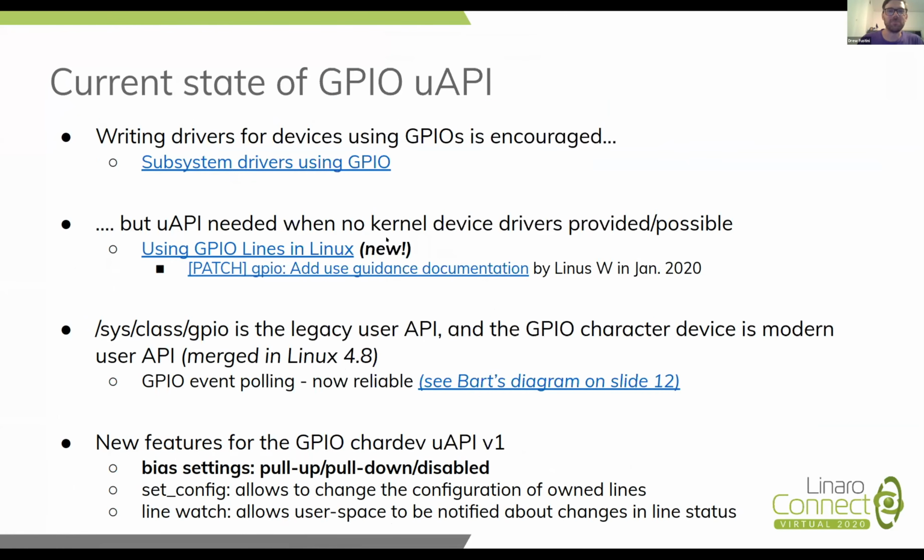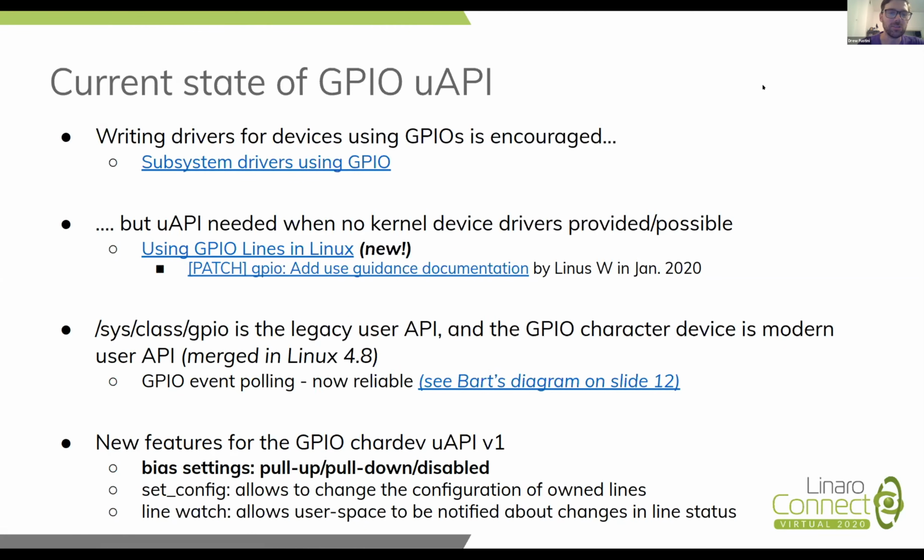So the next topic was the current state of the uAPI, the user space API. So in general, and I think if you watch any of the previous talks, the idea here is that you should be using subsystem drivers for using GPIO when you can, but there are certain use cases where that's not feasible or a good idea. And Linus added earlier this year, I think back in January, some documentation about using GPIO lines. So that's a good thing to check out if you're trying to convince people that want to do things that they shouldn't. That's a good thing to refer people to. It's now in the kernel documentation.